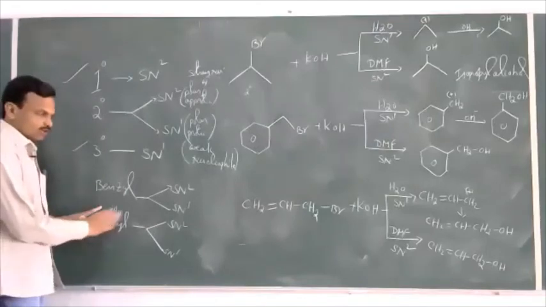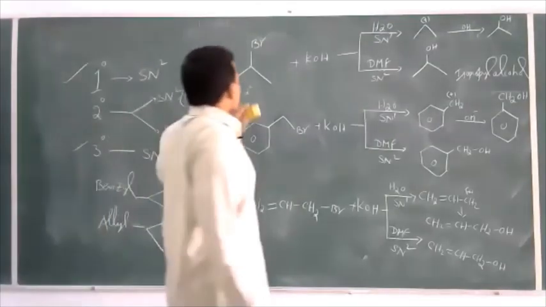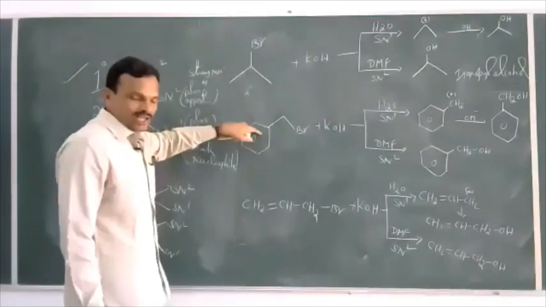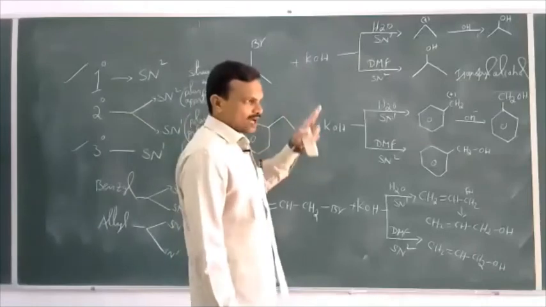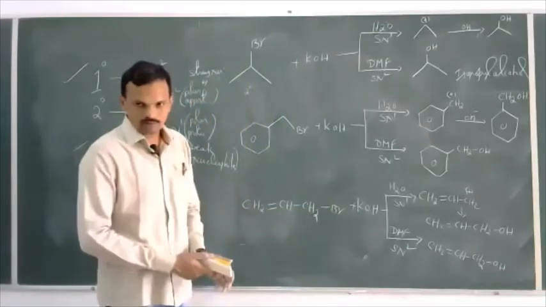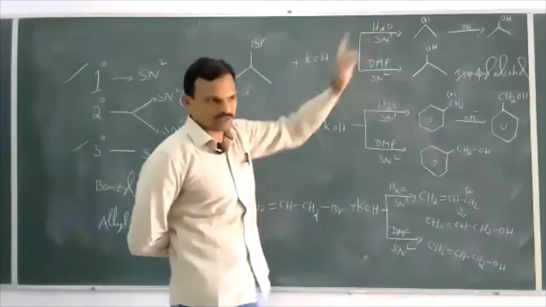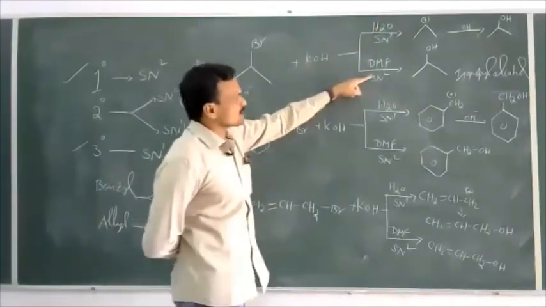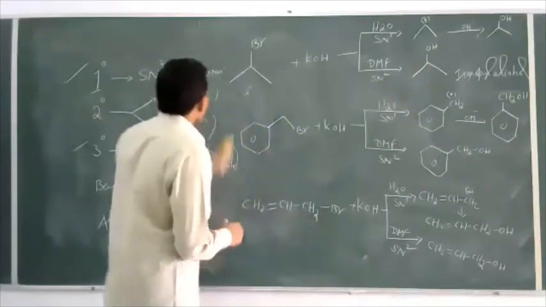Benzyl, allyl also undergo both SN1 as well as SN2 reaction. So overall, secondary, benzyl and allyl, these three undergo either SN1 or SN2 depending on the medium. If polar protic solvents are there, it favors SN1 mechanism. If polar aprotic solvents are there, it favors SN2 mechanism. Right. Now let us see some others.